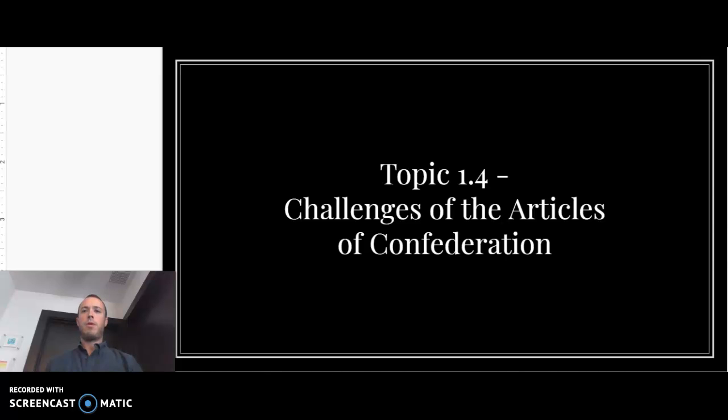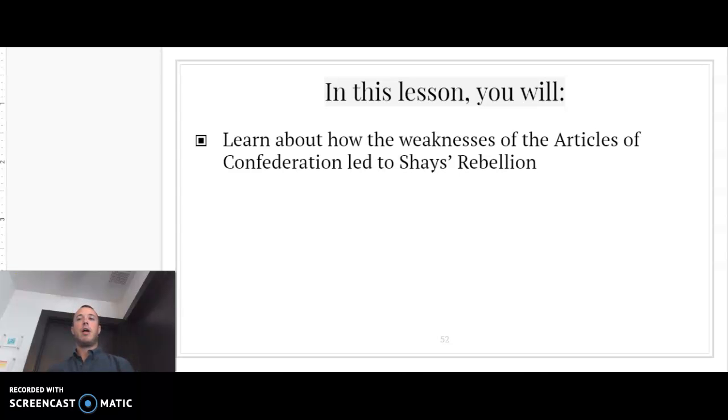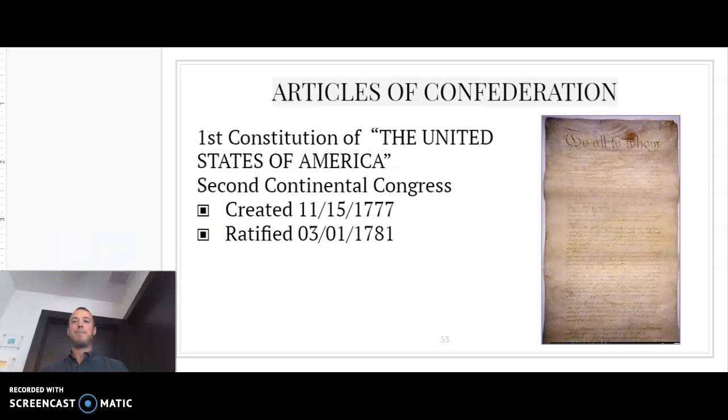All right, y'all, we are going to talk about topic 1.4, the challenges of the Articles of Confederation, which is, of course, the first governing document of the United States of America. Let's go ahead and dive into it. By the time we get done with this, you're going to learn how the weaknesses of the Articles of Confederation led to Shays' Rebellion. And I would add to this how Shays' Rebellion revealed the weaknesses of the Articles of Confederation. All right, so let's get into it.